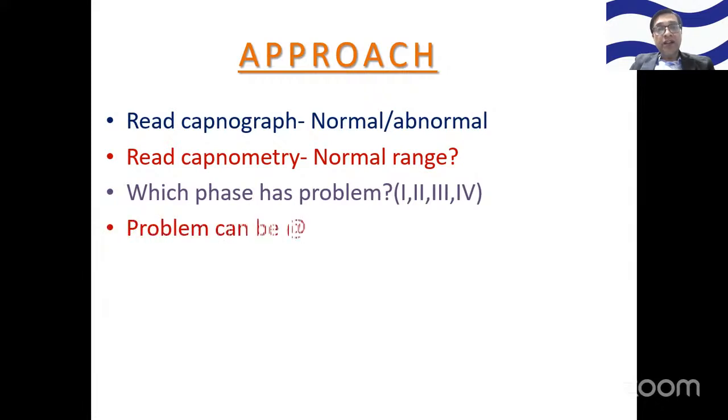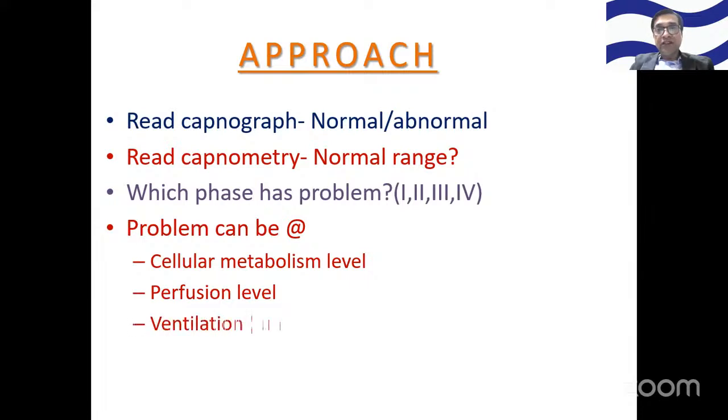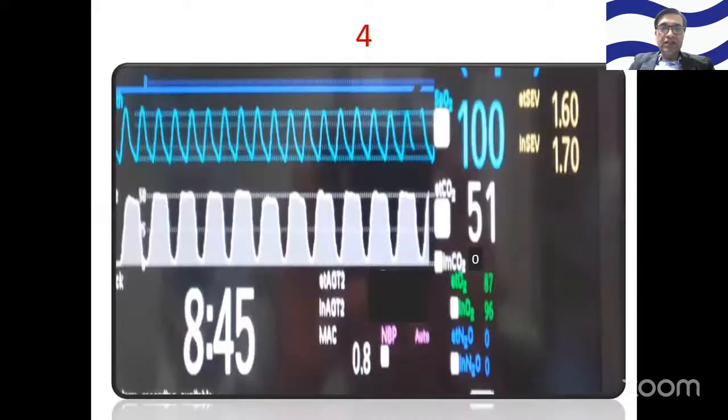And then you try to identify whether the problem can be at the cellular level, that is metabolism, which is at stake, or it is a perfusion level problem, or it is a ventilation related problem, or it is an equipment related problem. So in last class, we nicely understood that EtCO2 can tell you the abnormality in ventilation, in perfusion, or in metabolism, right? And overall on equipment also, because under anesthesia, there are a lot of equipments also coming into play, right? So you can actually diagnose all of this, and we will try to solve each case.